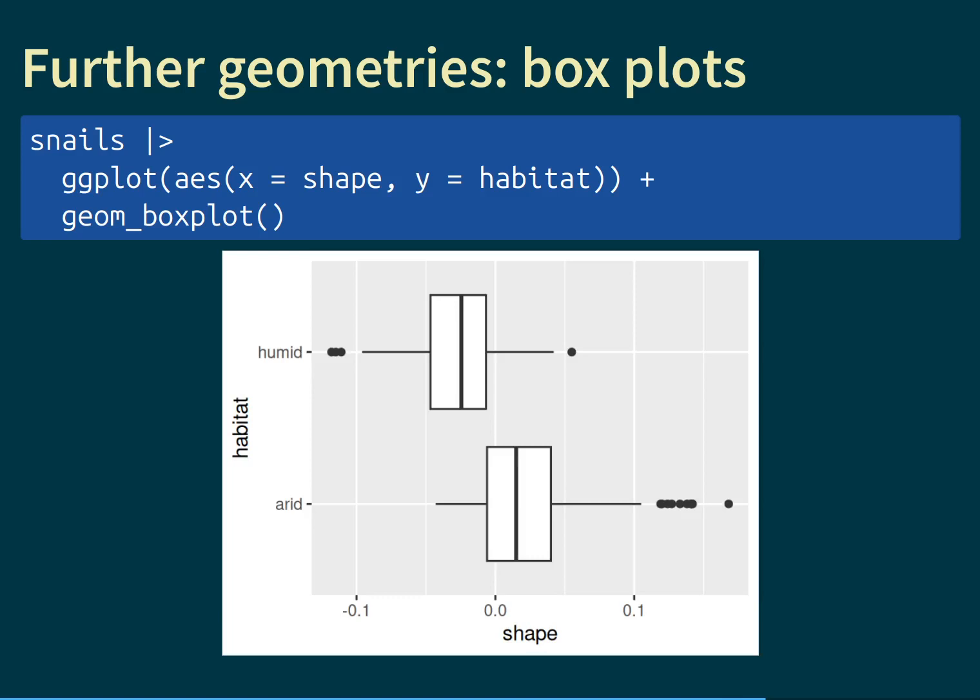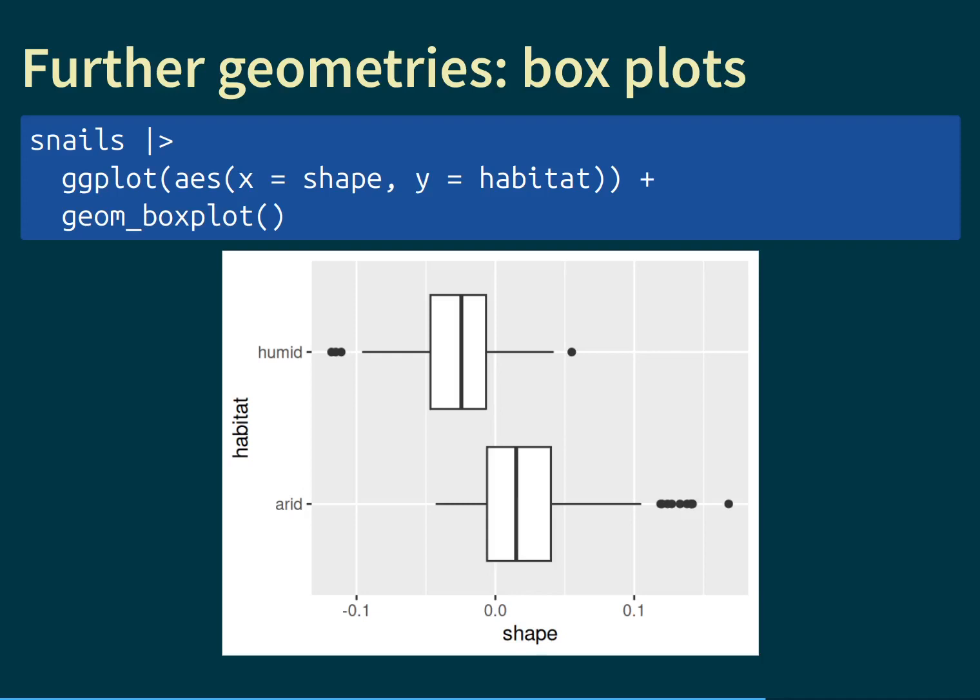So in other words, the lower box plot that you see here summarizes all those snails that belong to the arid region, and the top one all those that belong to the humid region. And you can see at a glance that the shape parameter of those snails that are in the arid region tends to be larger than those in the humid region.